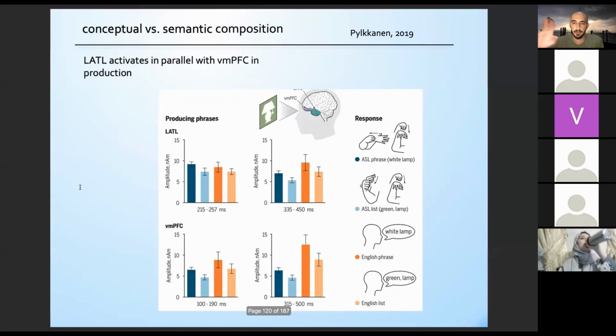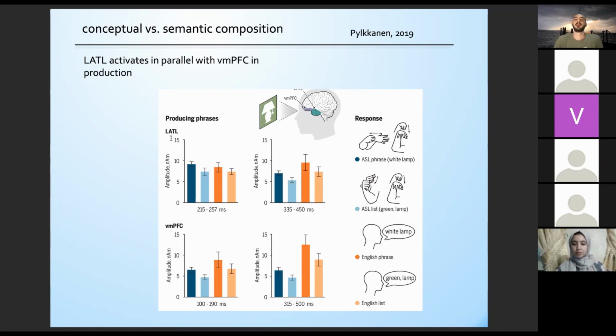So we introduce it in our nice semantic network. Now, this was in comprehension. But the interesting thing is that if you replicate this experiment in production, and even with sign language, so in sign language, you would ask to utter a phrase like white lamp compared to a list of green and lamp. And the same in production, you would ask your subjects to produce white lamp compared to a list of words, okay? And what you get?